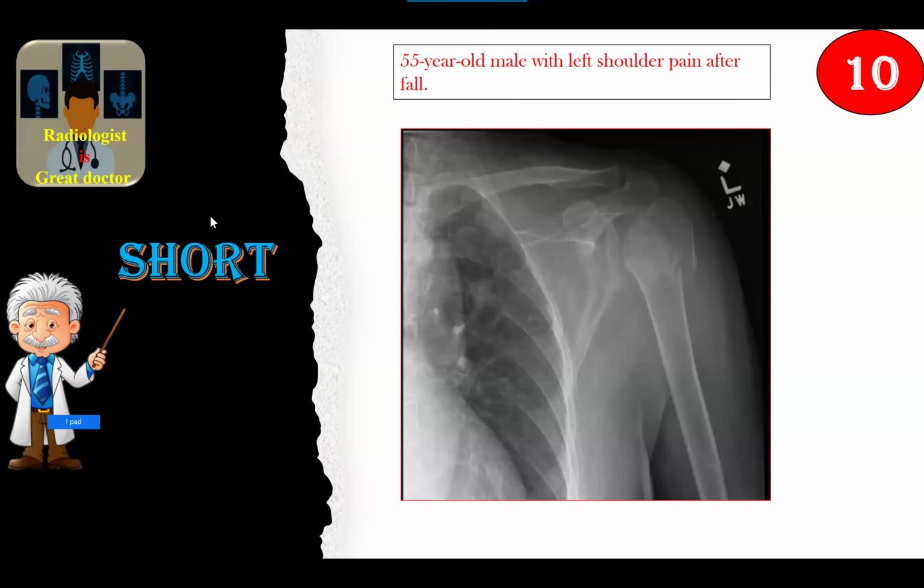Okay. Do not annotate, guys. Okay. Thanks, Dr. Omair. Thank you, sir.